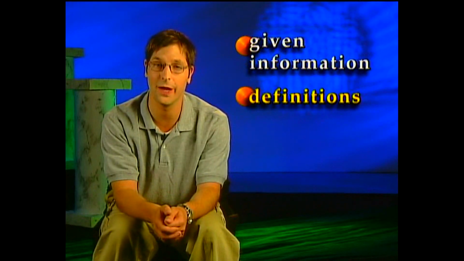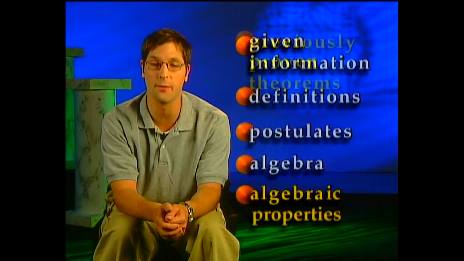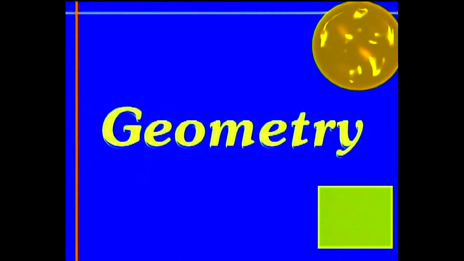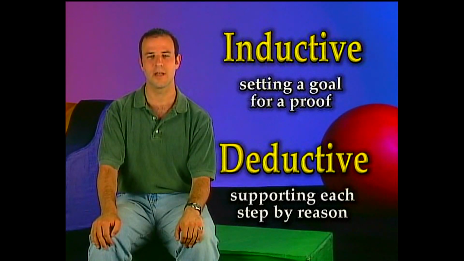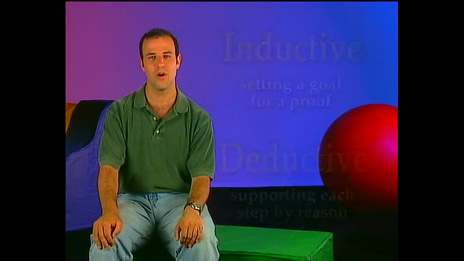Now, don't forget all the tools that you have at your disposal when doing proofs. There's given information, definitions, postulates, algebra, algebraic properties, and previously proven theorems. Proofs are an excellent example of both inductive and deductive reasoning. Setting a goal for a proof is an inductive process, and because we support each step by reason, we're thinking deductively. So, our little brains are really working. We'll look at some more proofs in a few minutes, but for now, it's time for a little look back.